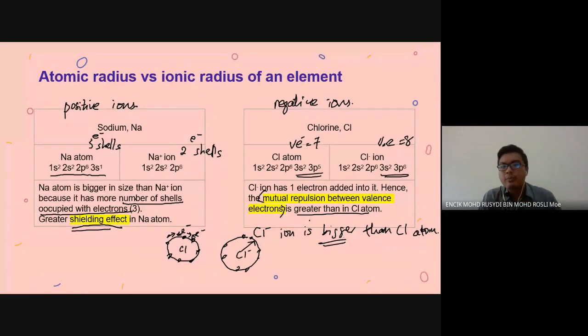Okay. So how do you explain it? By using the term mutual repulsion between valence electrons. Okay. Next.